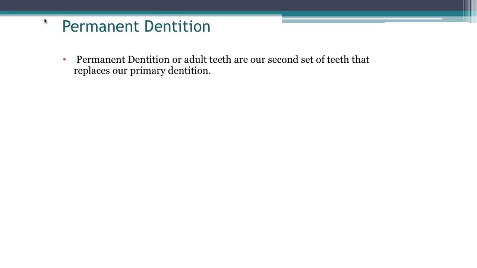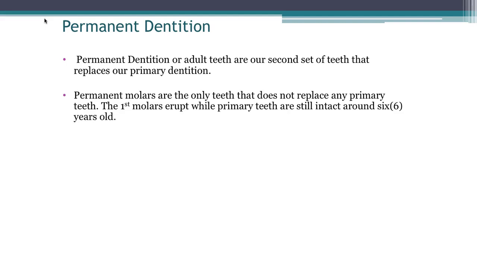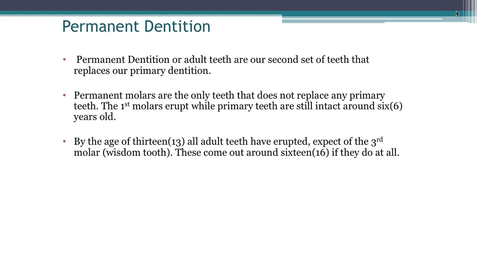With our permanent dentition, also called our adult teeth, they're the second set of teeth we have once we lose our baby teeth. Our permanent molars are the only set of teeth that does not replace any primary or baby teeth already in place. These come out into fresh gums where there have never been teeth before, and they make up the extra teeth that children don't have. So remember, children have 20 teeth and adults have 32.